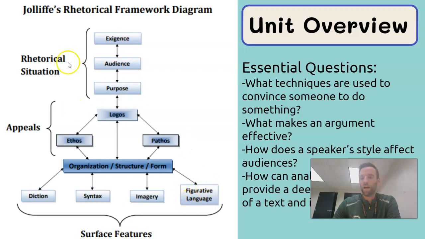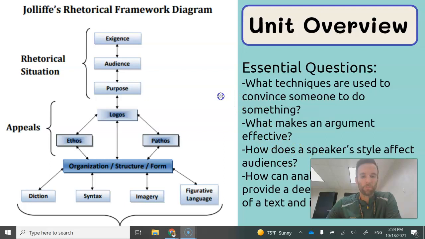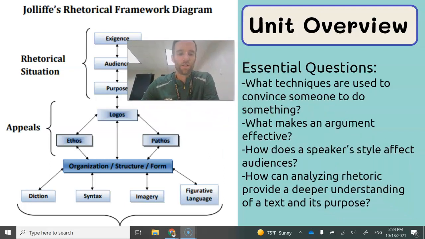So we're going to talk a lot more about this framework, but you definitely want to pause the video and make sure that you have it sketched out in your notes because we'll be coming back to it quite a bit. Here are a few essential questions for our unit. What techniques are used to convince someone to do something? So how does an author convince someone? What makes an argument effective? How does a speaker's style affect audiences? And how can analyzing rhetoric provide a deeper understanding of a text and its purpose?